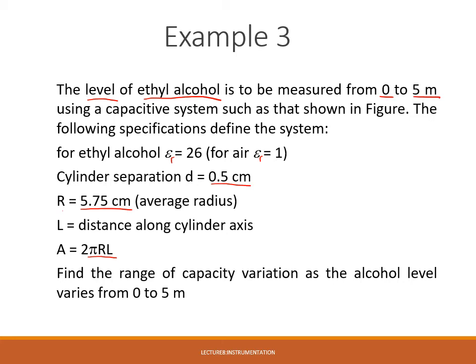We need to find the capacitance variation as the alcohol level varies from 0 to 5. When the alcohol level is equal to 0, all the dielectric between the plates is actually air. But when the alcohol level is equal to 5 meters, at the maximum level, all the dielectric material will be alcohol. There will be no air in the sensor.